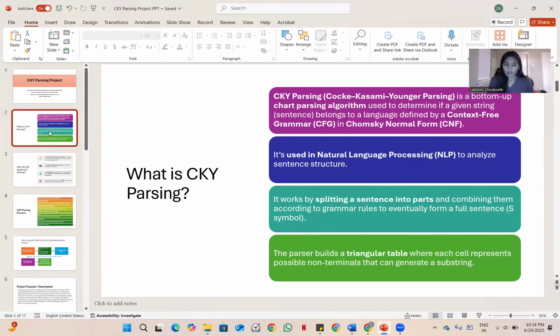To start with, what is CKY parsing? CKY parsing is a bottom-up chart parsing algorithm used to determine if a given string or sentence belongs to a language defined by a context-free grammar.